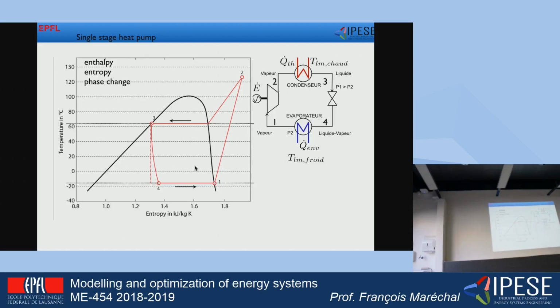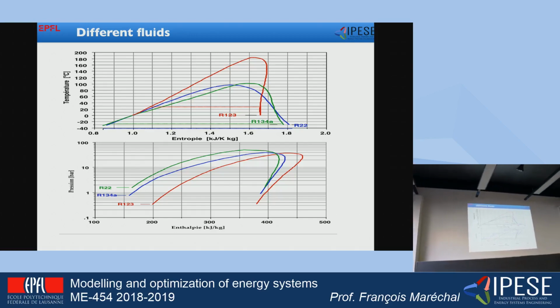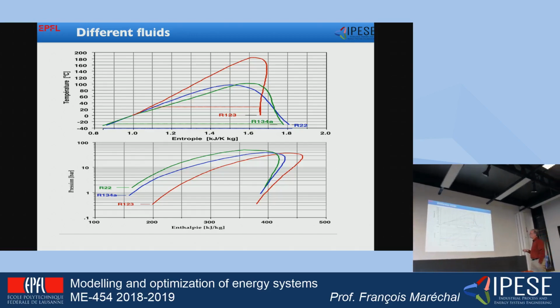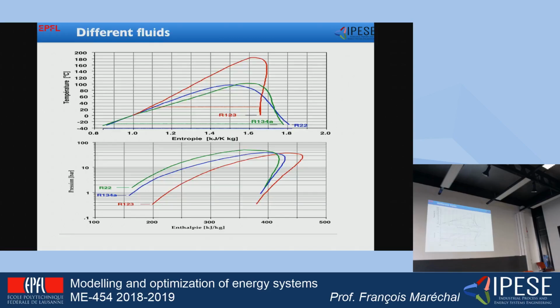And what I know is that if I'm using another type of fluid, I will have another graph. So this is 3 graphs for 3 types of refrigerants that can be used in a heat pump. And of course the points that I had here will not be at the same place if I'm changing the fluid.